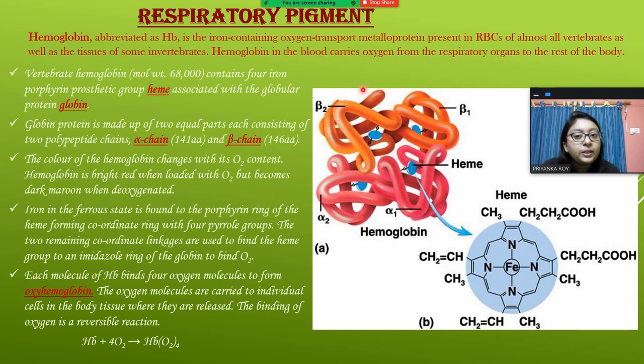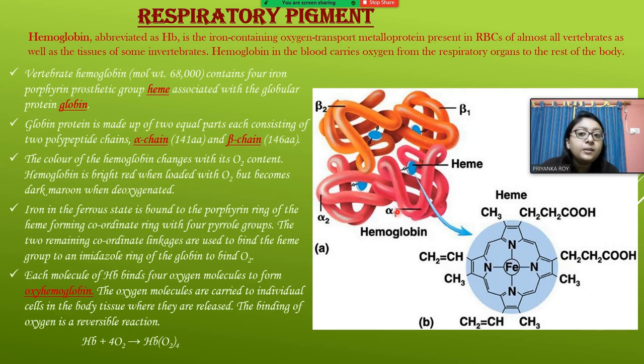Now this hemoglobin basically contains 4 iron porphyrin prosthetic groups. This group is known as heme. And this heme, as you can see in the structure, contains a ferrous ion in the middle, and it contains 4 pyrrole rings surrounding it. And since ferrous has 6 coordinate linkages, 4 are bound here, and the other 2, one above and one below the heme, will be free to bind with the globin.